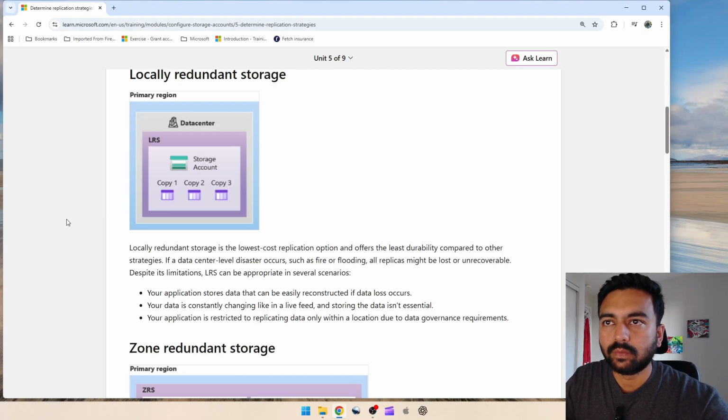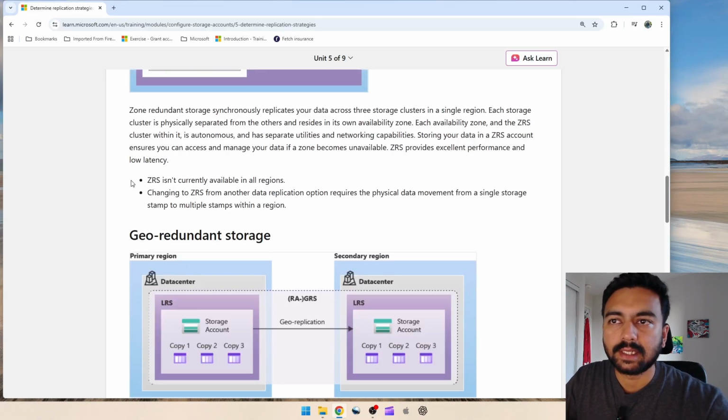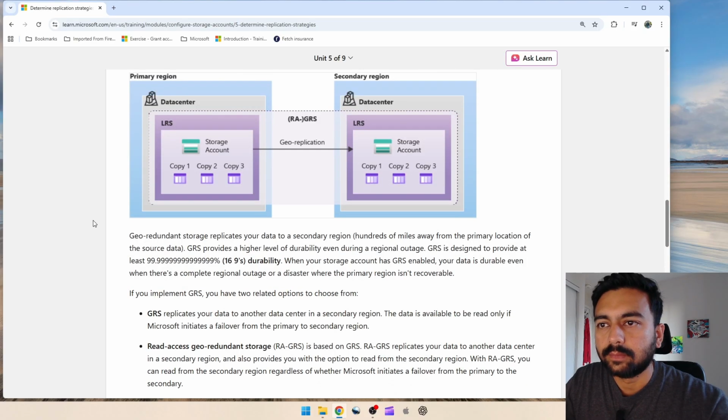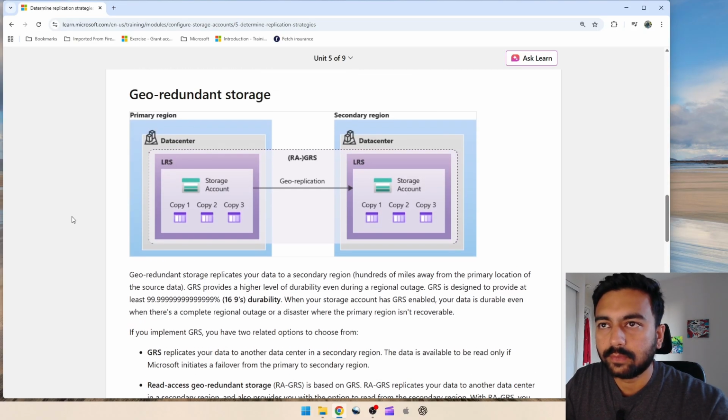Geo-redundant storage. So we learned LRS and ZRS so far, and we're expanding to geo-redundant storage now. There are use cases for big applications where multiple regions are involved for replicating the data. Same storage account, obviously different data centers, and 3 copies in one region. So you still get the LRS.